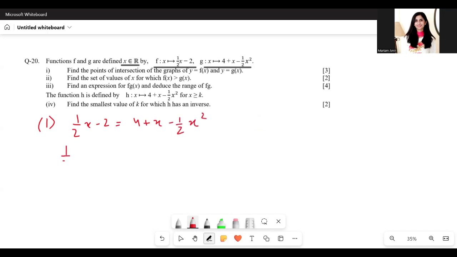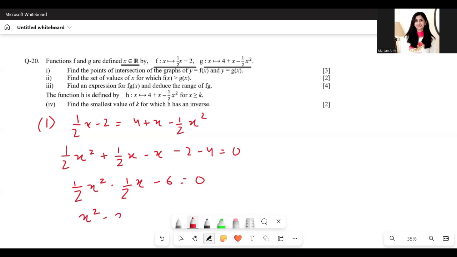I'm bringing half x squared to the left. Then there's half x. Then minus x is brought to the left. Minus 2 minus 4 is equal to 0. Getting half x squared minus half x minus 6 is equal to 0. I'm going to multiply both sides by 2. So x squared minus x minus 12 is equal to 0 is the quadratic equation that I'm getting.